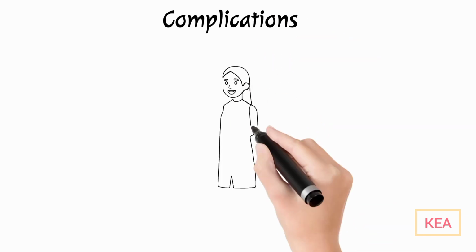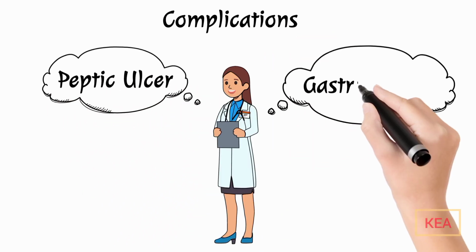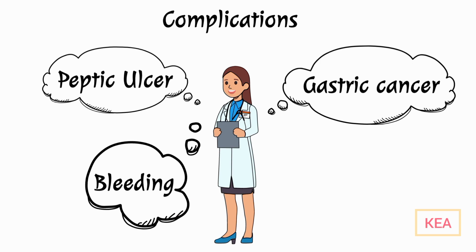The complications of gastritis are peptic ulcer, gastric cancer, and bleeding.